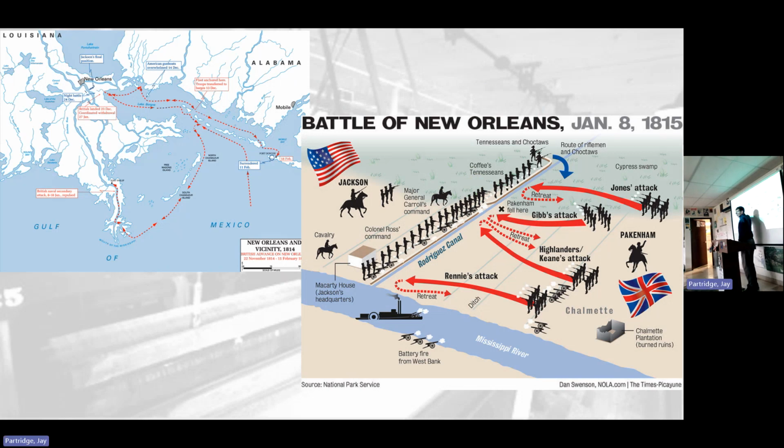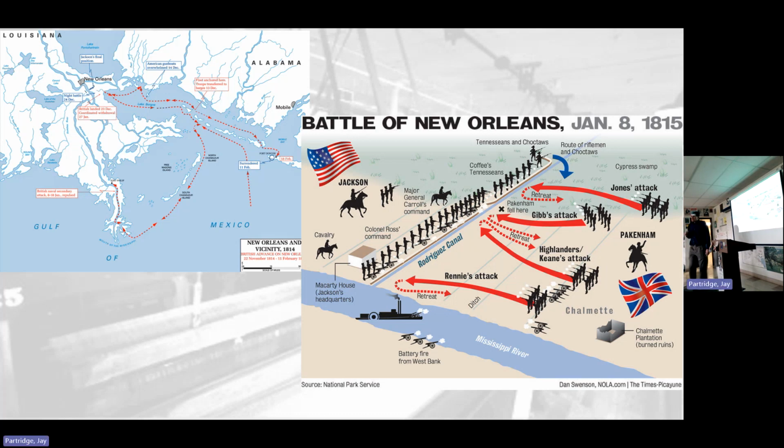Here's the Gulf of Mexico. It was hurricane season that fall, so the British couldn't leave until December. They were literally getting ready to land right here and march across to the Mississippi. When the Treaty of Ghent was signed, they had no idea. So look at the date of the battle. It's 2.5 weeks after the treaty was signed. The biggest, and in America's mind, the most important battle happened after the war ended.